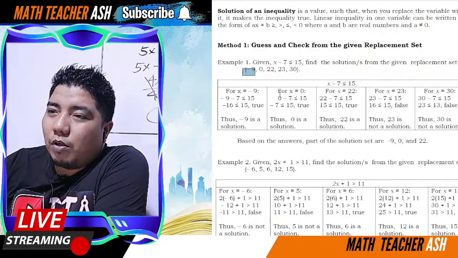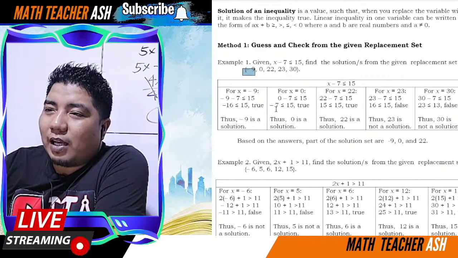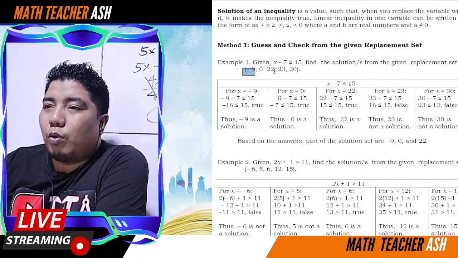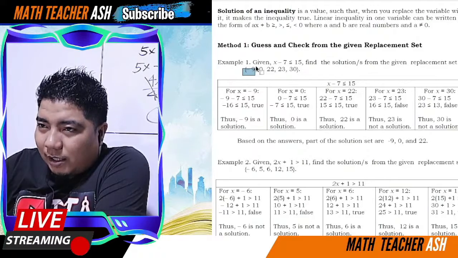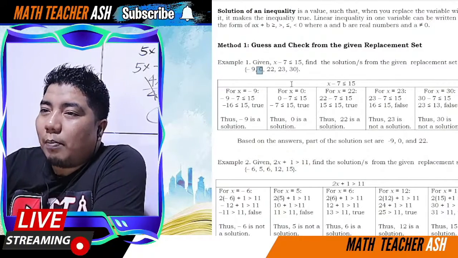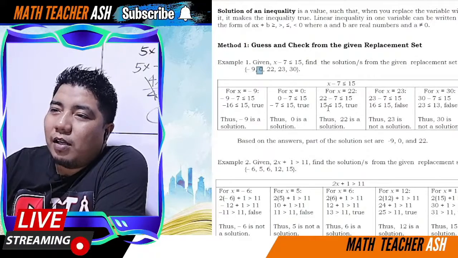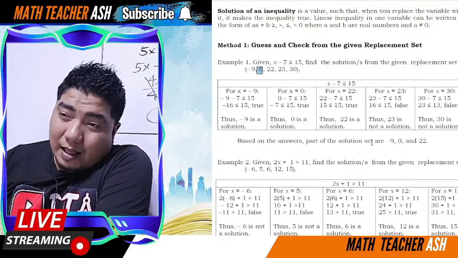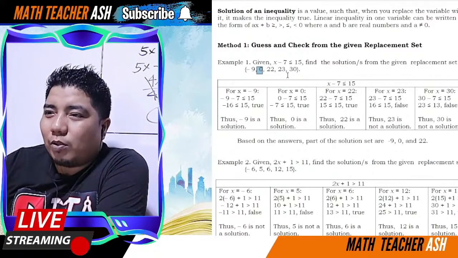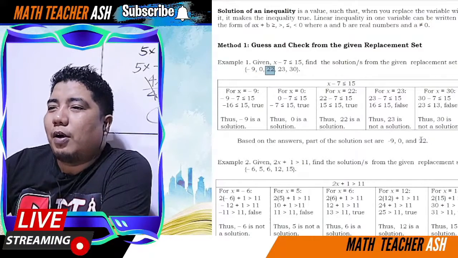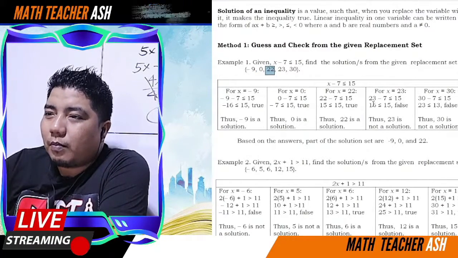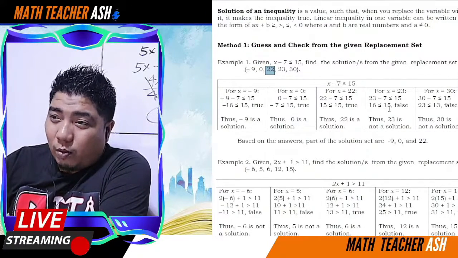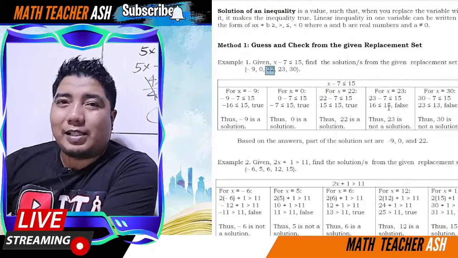How about 0? So kapag 0 naman, 0 minus 7. So negative 7 is less than or equal to 15. That is also true. Okay, so this is another answer. How about 22? So 22 minus 7, the answer is 15. 15 is less than or equal to 15. So since dahil may equal, then 22 is still a solution of this problem. Alright, correct ito. How about 23? So when you apply 23, that becomes 23 minus 7. So 16 is less than or equal to 15. My dear math learners, that is false.